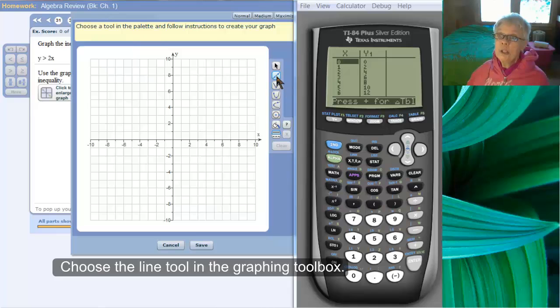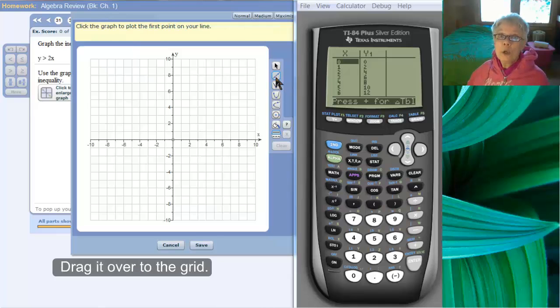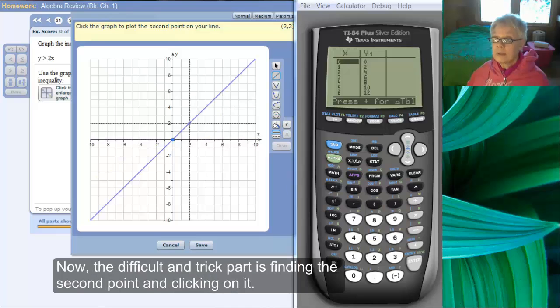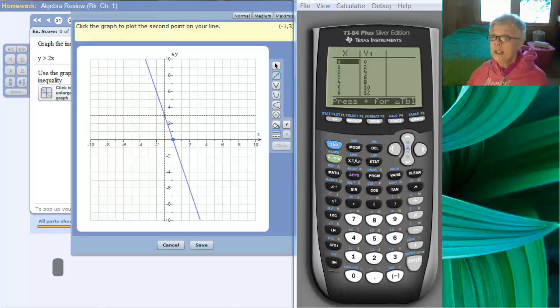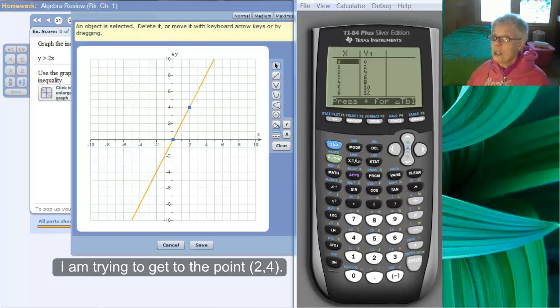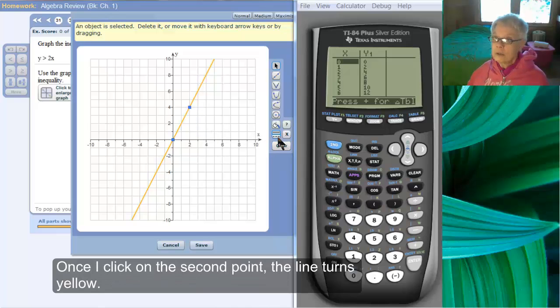Okay, choose the line tool and go to the first point you've chosen. Mine is 0, 0. So I click on 0, 0. Then I go to the second point I've chosen, which is, oops, now this is hard. This is very tricky. You've got to be really careful. I want the point 2, 4. Click. Now I've got it. The line turns yellow.